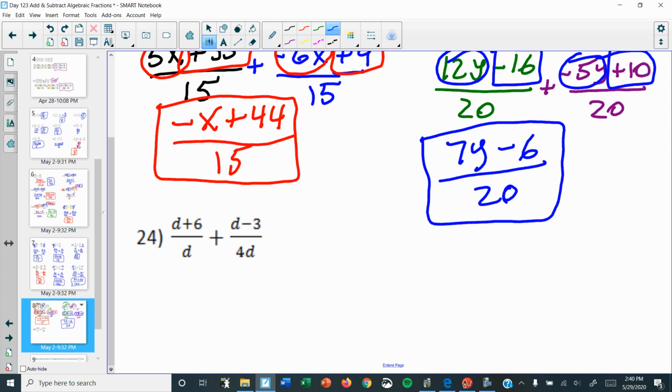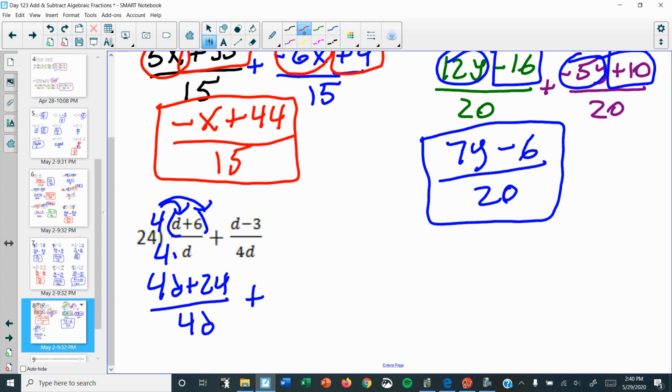And for 24, d and 4d are the denominators. So they both go into 4d. So we got to multiply this by 4, and we got to multiply that by 4. So this is actually a much easier question. So you get 4d plus 24 over 4d, plus, we don't even need to touch the other fraction because it's all good.